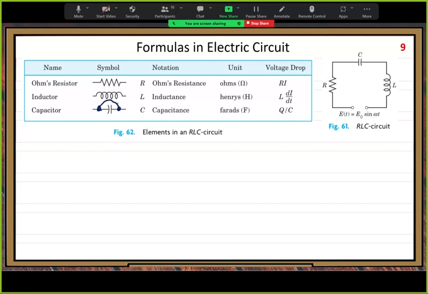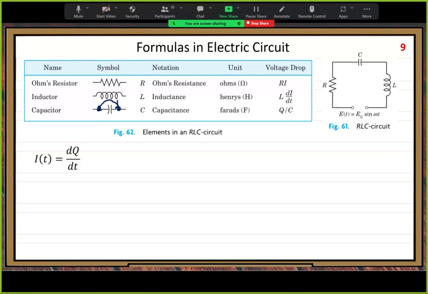Voltage drop. Look at the voltage difference between these 2 points. How to calculate voltage drop between these 2 points? Q over C. What's the Q? Charge. Right.